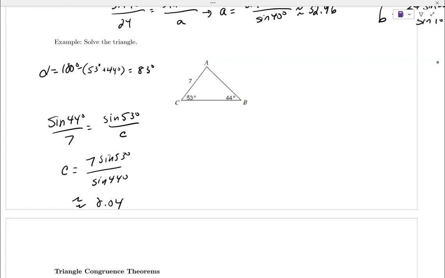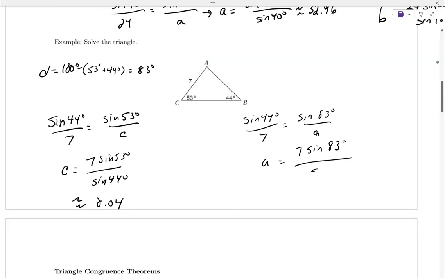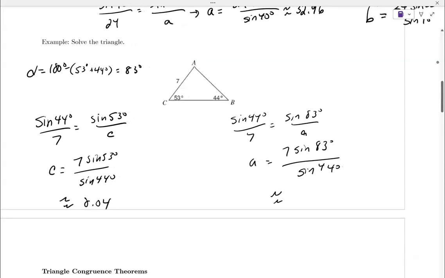What equation did you set up for the other one? Sine 44 over 7 equals sine 83 over 8. Okay. Then again, you should have something very similar, as far as the equation to solve. 7 sine of 83 over sine of 44. And you get about what? 10.00. Okay, cool. Is that what others got? Is that okay? You're all very excited about it, I can tell.